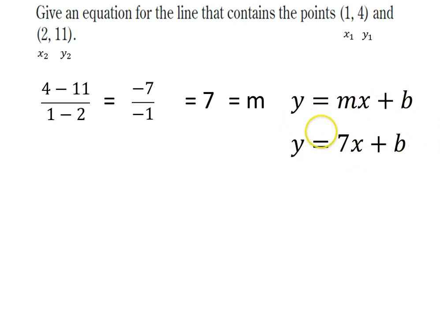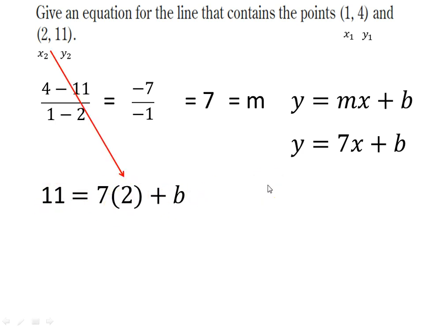We're almost done. The next thing we need to do is find the y-intercept of this line, the value of b. And this is the tricky part that most people get caught up on. So quick, how do we do that? Now notice I have 11 equals 7 times 2 plus b. Well, where did this 11 and this 2 come from? Well, that came from this second point that I was given. That 2 got plugged in for x, and that 11 got plugged in for y, because that's an x and y value. So I easily just plug those in there.